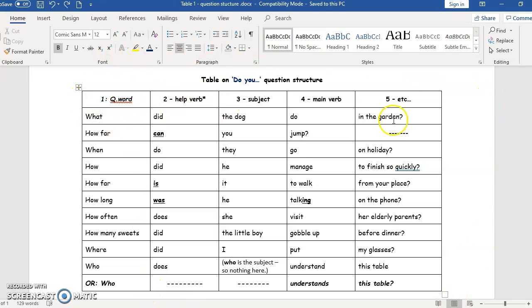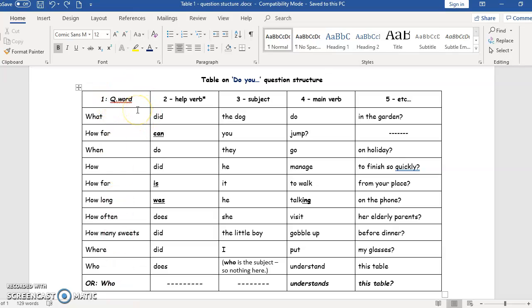For some of you this table is new. For some of you, it is repetition, but everybody has some difficulties with asking questions. So let's have a look at this. When you ask a question, you always start with the question word.